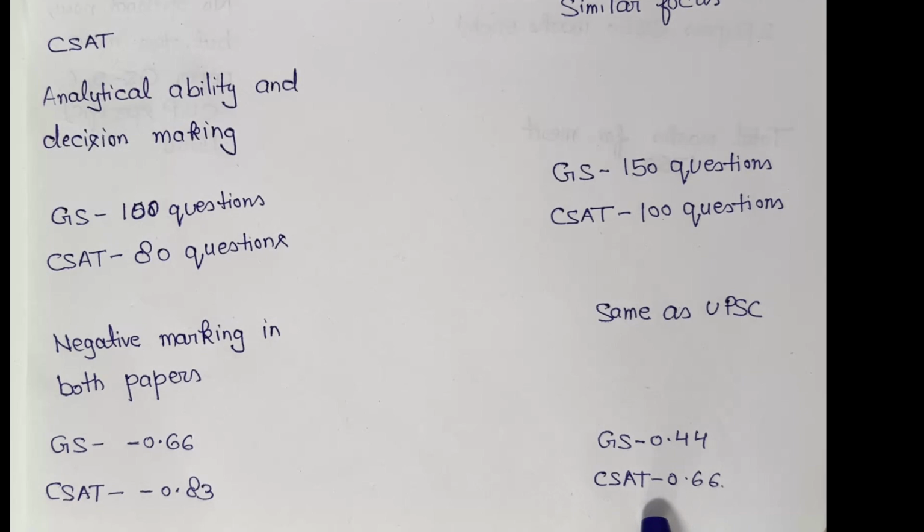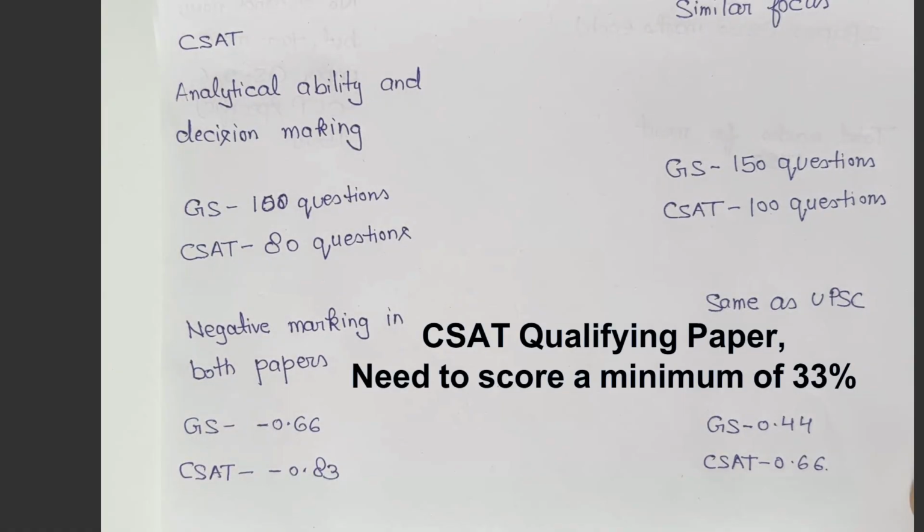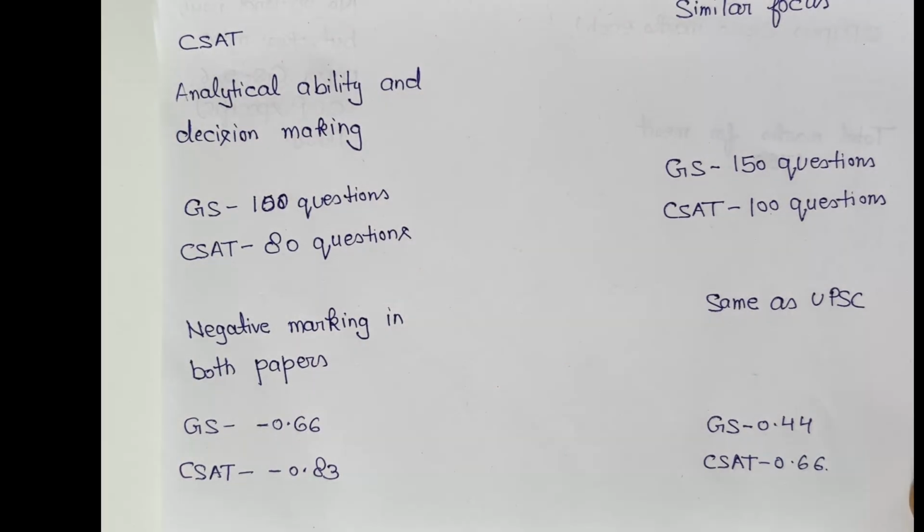Meaning for every incorrect answer, 0.66 marks or 0.44 marks will be deducted from the correct answer. Now the negative marking encourages candidates to be careful with their responses. CSAT is a qualifying paper, meaning the score from this paper is not included in overall merit. Candidates only need to achieve minimum qualifying marks. But it is crucial to qualify CSAT because failing to meet the 33% criteria will result in disqualification from the exam.